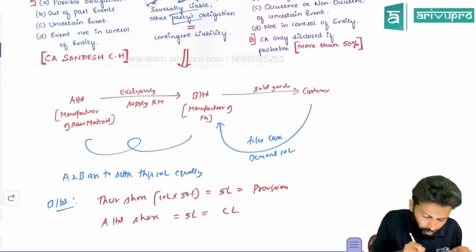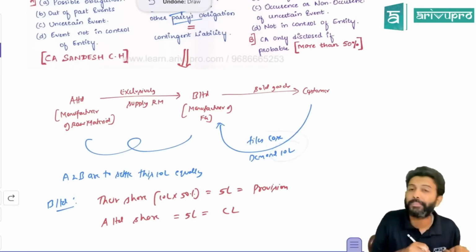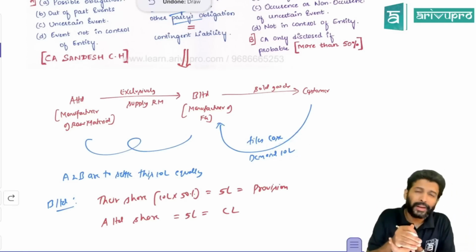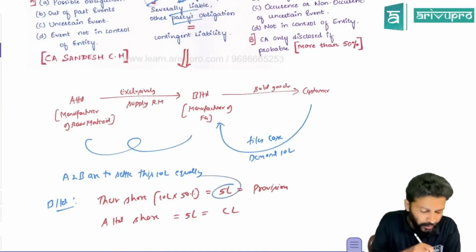Okay. Now we are talking from B Limited perspective. What is B ka share? First of all, how much is the demand? 10 lakh. Will B Limited pay entire 10 lakh or A and B will share? A and B will share. So what is B ka share? 50%, which is 5 lakh.